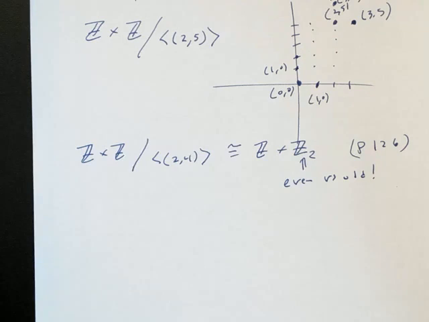When it comes to factor groups like this, I prefer to try and see what they look like. That's me. I can do this same calculation strictly algebraically by looking at the subgroup generated by 2, 4.